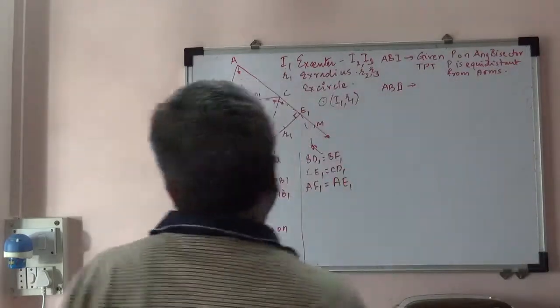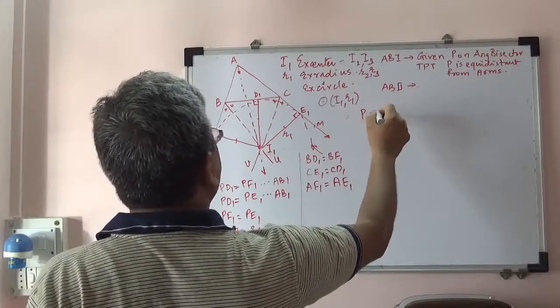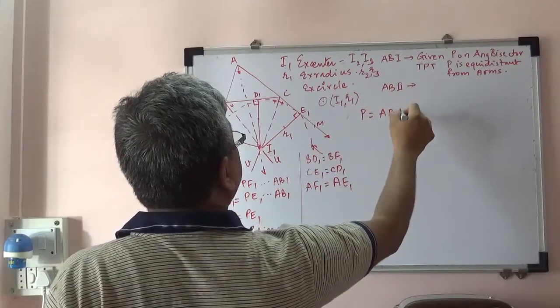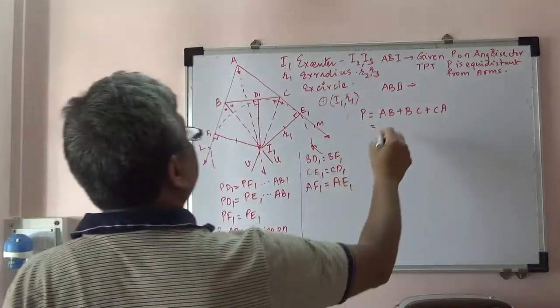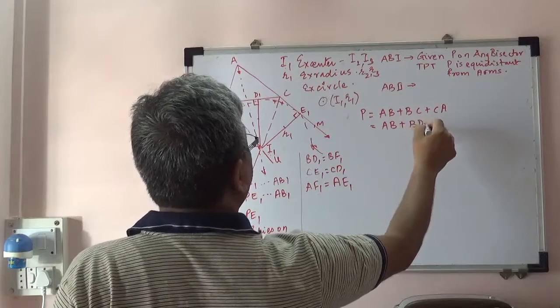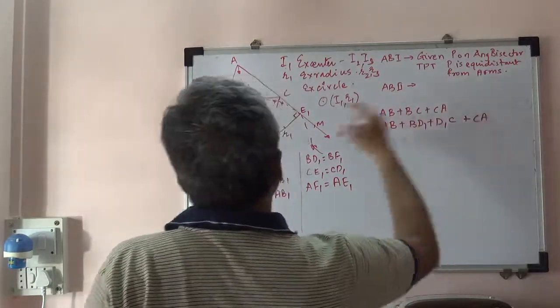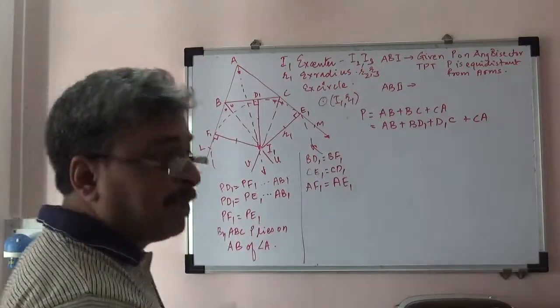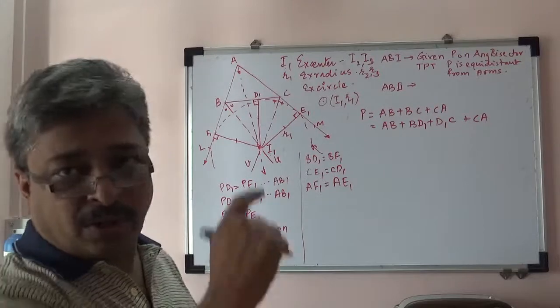Now, if these three pairs of quantities are equal, let us calculate the perimeter once again. Perimeter is equal to AB plus BC plus CA, which is AB plus BD1 plus D1C plus CA. By the way, this D1 notation is the foot of the perpendicular from I1 on BC, and E1 is the foot of the perpendicular from I1 on CA.